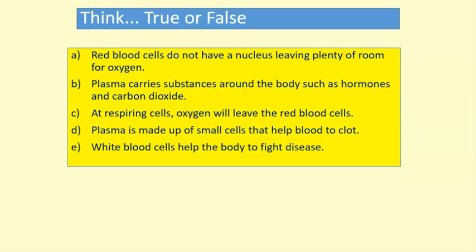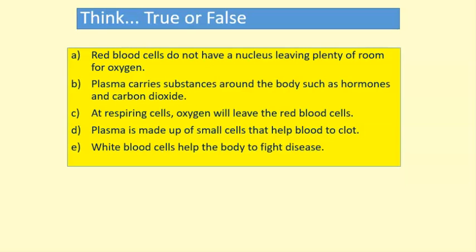Okay, hopefully you've had a go at those. So part A, red blood cells do not have a nucleus, leaving plenty of room for oxygen. That is true. Part B, plasma carries substances around the body such as hormones and carbon dioxide. That is also true. At respiring cells, oxygen will leave the red blood cells.